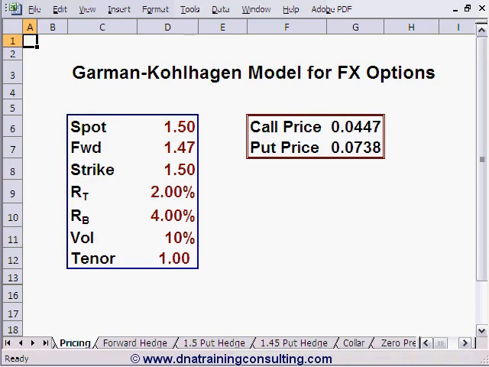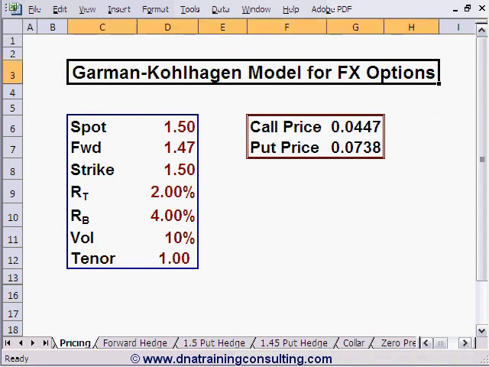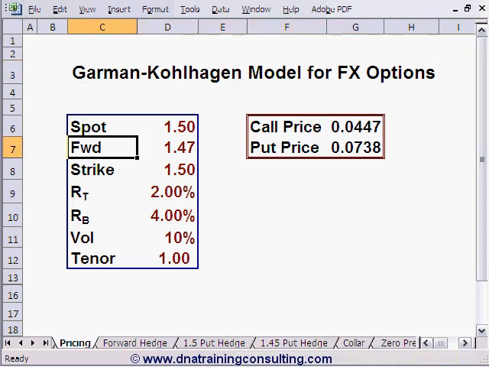For purposes of this chapter, we refer you first to this worksheet, pricing, in which sterling-dollar calls and puts are priced by means of a standard Garman-Kohlhagen model, as well as the sterling forward, which is priced using the normal formula for FX forwards. You should review our module FX Options if you are not familiar with the principal characteristics of the GK model.